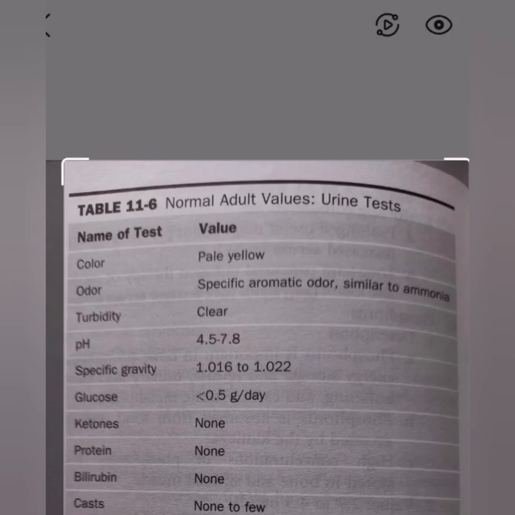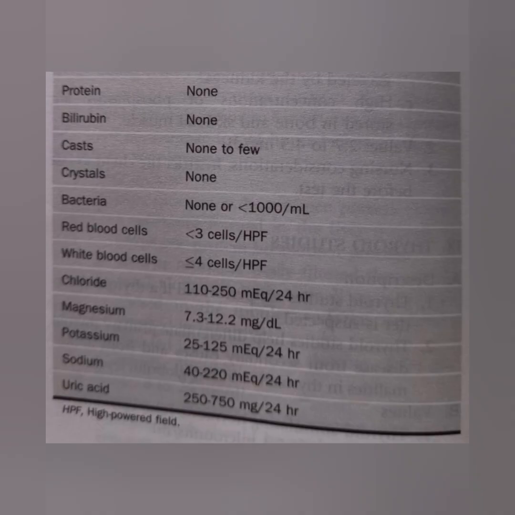Normal urine test values are also here, that is urine color, pH and turbidity, everything with normal values there, and also urine chloride, magnesium, potassium and sodium, their normal values we can see over here. And at the end I have given 5 important NCLEX based questions also.